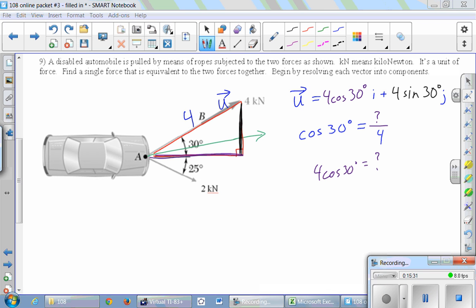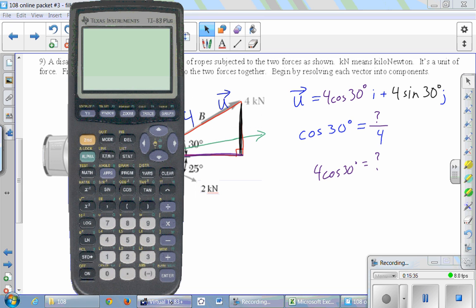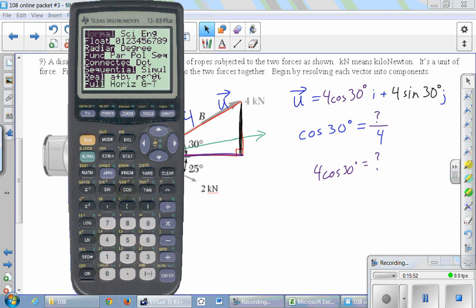Okay, so let's get both of these guys. Now, one of them is kind of a nice number, right? Sine of 30 is a half. So that part's easy. Cosine of 30, you guys know it as a radical. I guess it's root 3 over 2. But we're going to get decimals anyway, so let's just get decimals. So what are we doing? 4 cosine of 30. Don't forget what mode you're in.